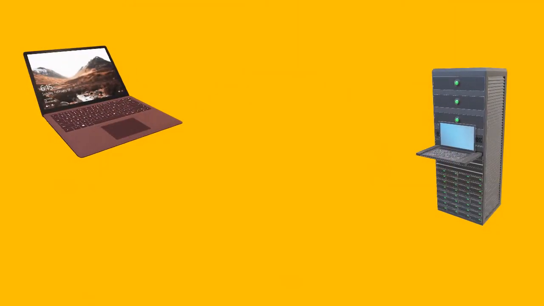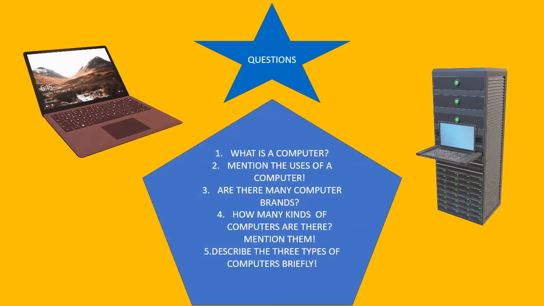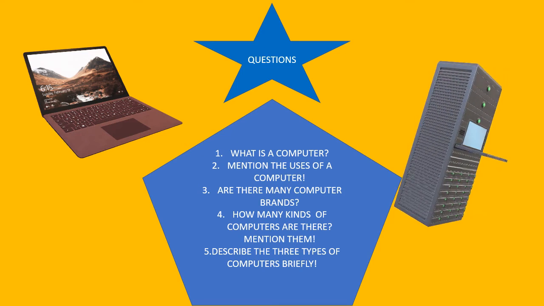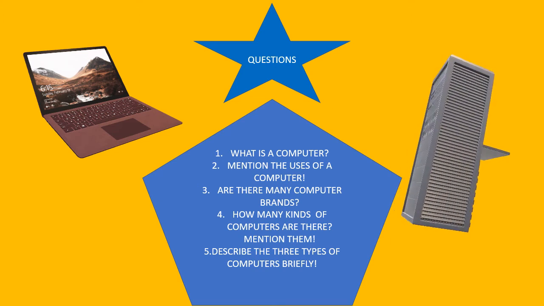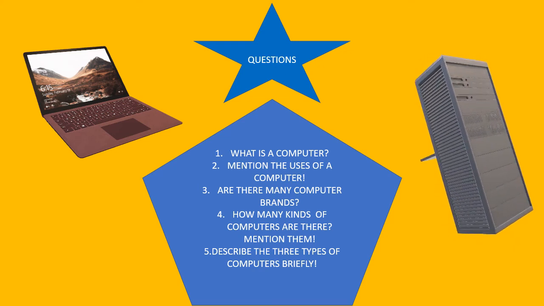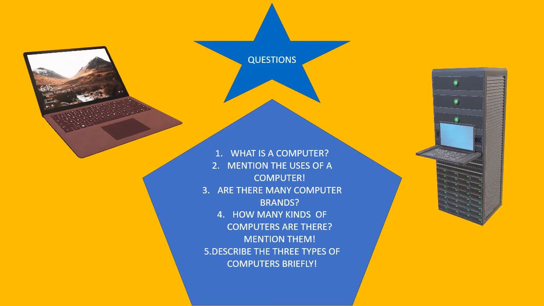After you listen to the report text that I've already given to you, now here on this slide, I give you some questions. I give you 5 questions. See here? Number 1, what is a computer? Number 2, mention the uses of a computer. Number 3, are there many computer brands, do you think? Number 4, how many kinds of computers are there? Mention them. And number 5, describe the 3 types of computers briefly, using your own words. Okay? So send the answers via Google Classroom as usual.